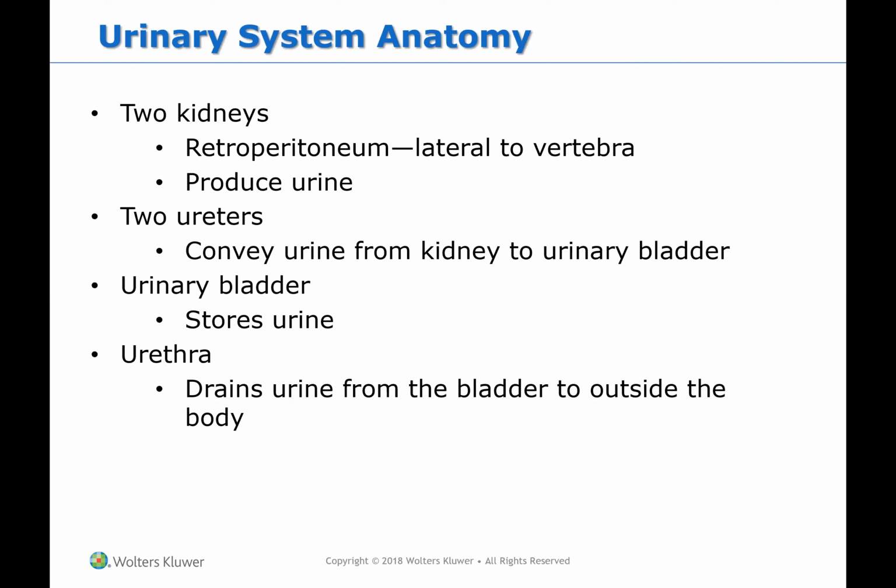Okay, so a little bit that you should know from your anatomy physiology class is that most normal people have two kidneys. The kidneys are located in the retroperitoneum and lateral to the vertebrae, and they produce urine. There's also two ureters, one coming off each kidney. And the ureters transport the urine from the kidneys to the bladder. One bladder stores the urine, and the urethra is the little tube that drains the urine from the bladder outside the body. So that's your urinary system anatomy.